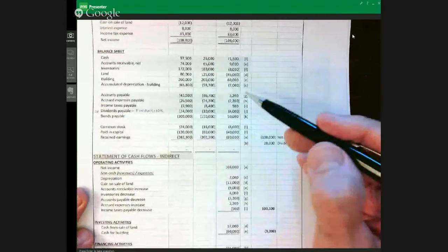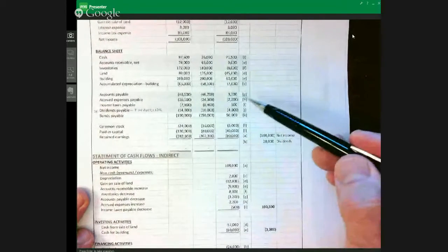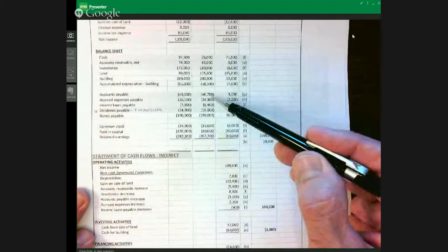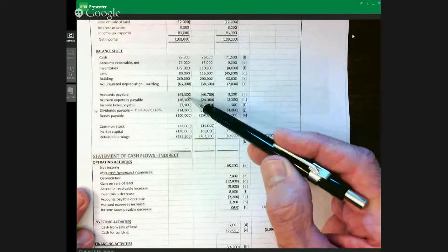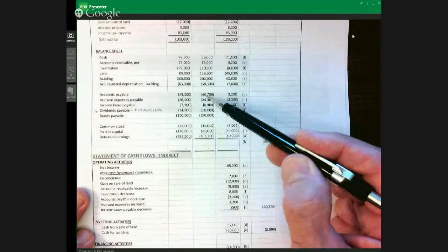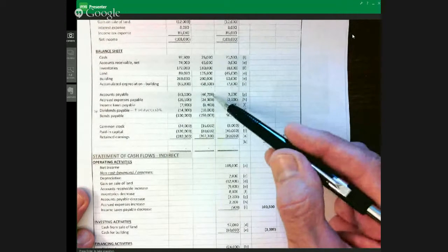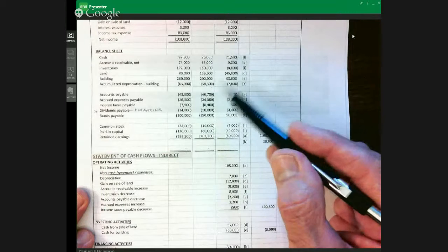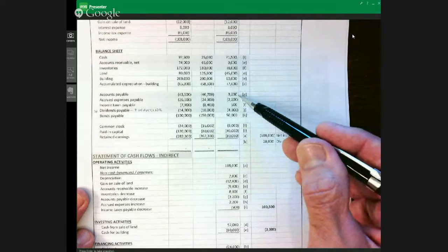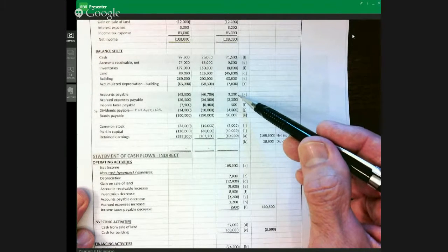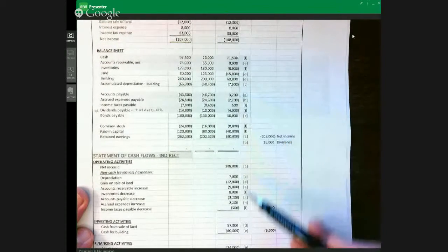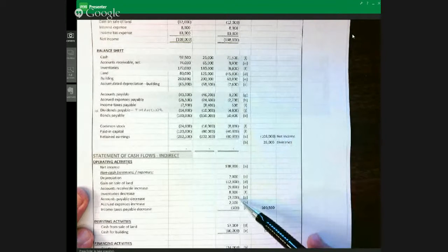Okay, so let's take care of these items. Accounts payable went from $46,700 down to $43,500. So accounts payable, a liability, decreased. Liabilities are on the right-hand side of the balance sheet, so they would be decreased with left-hand or debit side entries. The debit of $3,200 on the balance sheet would be offset by a credit or reduction in cash flow.